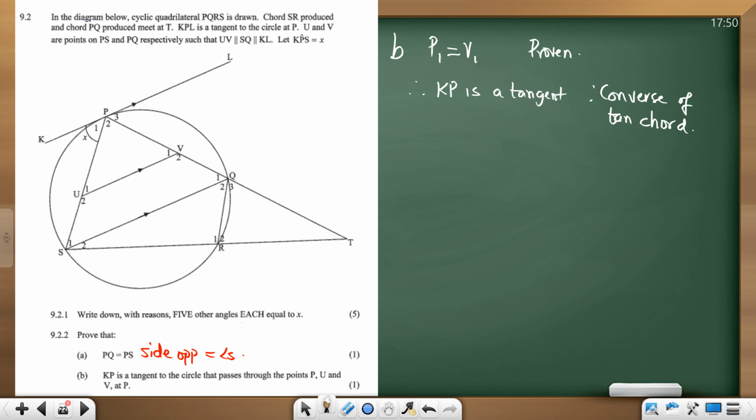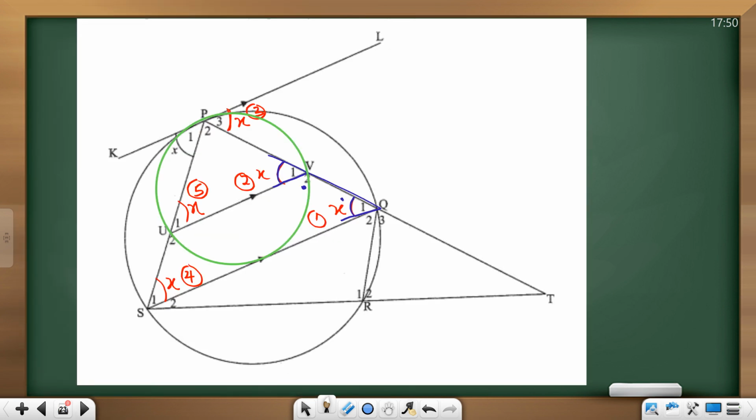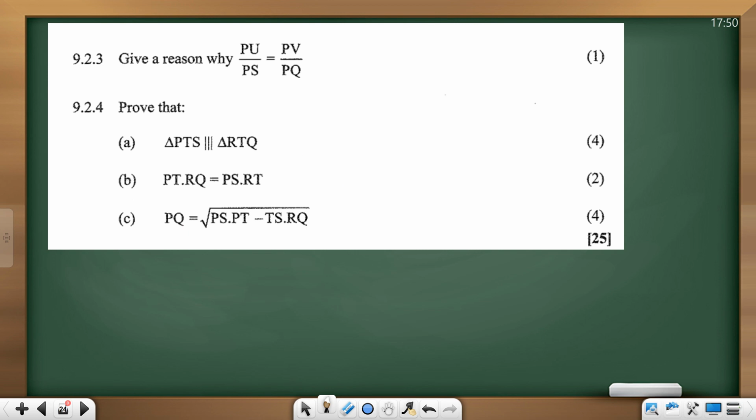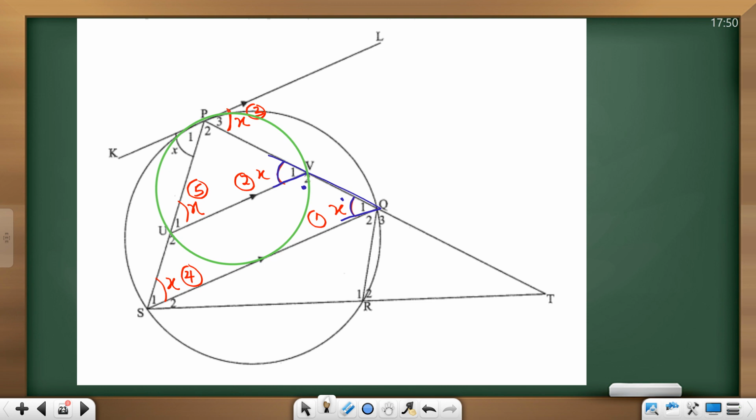All right, let's look at the next question. Now, please, it is important that before we go today, guys, please listen. Even if question C is challenging, there must be something that everyone should get. But can we do 9.2.3? PU over PS equals to what? PV over PQ.